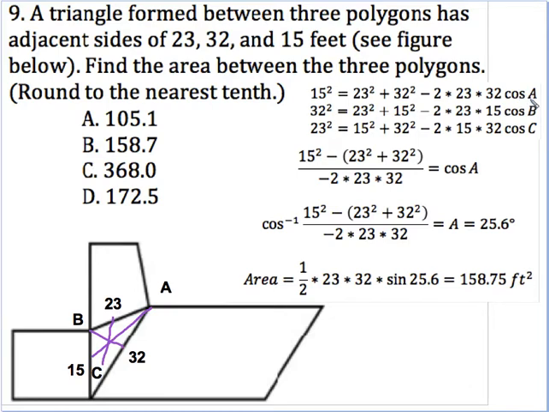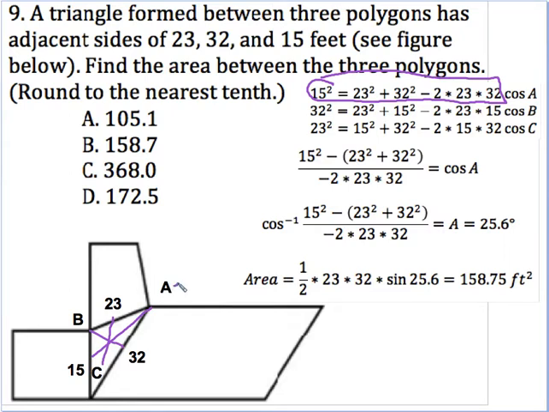Because I have cosine A up here, I'm going to solve for cosine A. To do that, you're going to start here, and you want to get all your numbers on one side of the equal sign. So we have 15 squared. We're going to subtract these two numbers to move them over. And then because we're multiplying here, we have to divide by all of these numbers. Then all this ratio will equal cosine A. To get A by itself, you do the inverse cosine. You plug that in, and you get A equals 25.6 degrees. But we're not done. We are actually looking for the area.